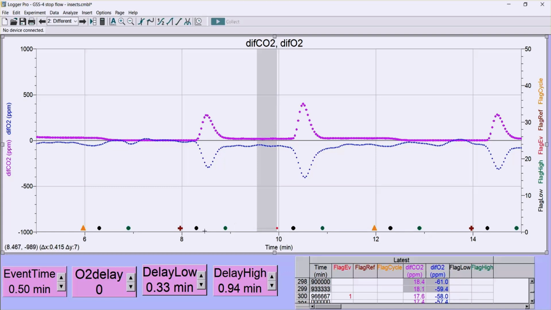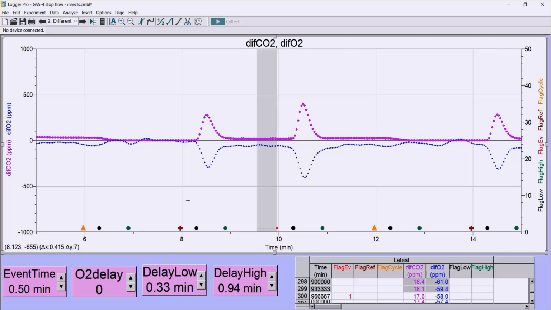So in this case, I've highlighted here about half a minute of that data, 0.415 of a minute, and you can see that it's nice and stable. So an event time of 0.5 minutes is appropriate.